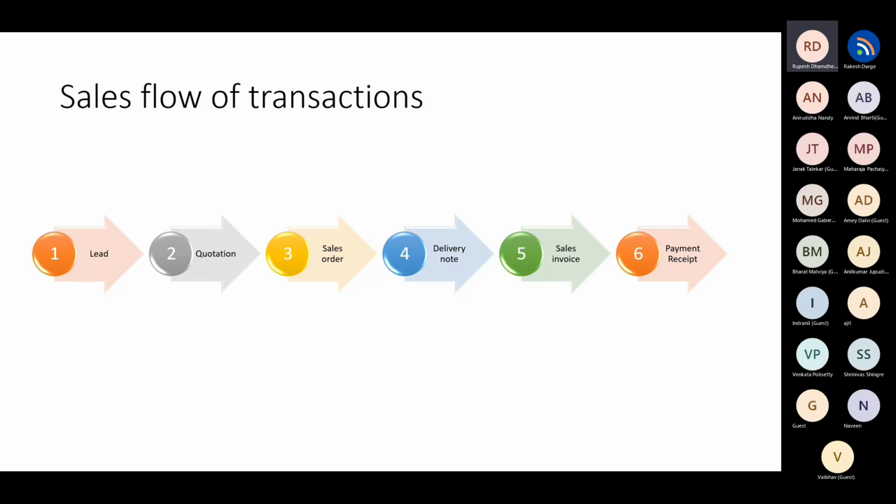And once the sales order is delivered, we post the delivery note, where we are sending the material to the particular party based on the sales order, and then process the invoice, sales invoicing, and then subsequently we receive the payment from the customer. So that's how a typical sales flow works in the business world.